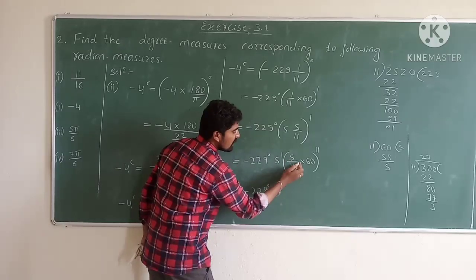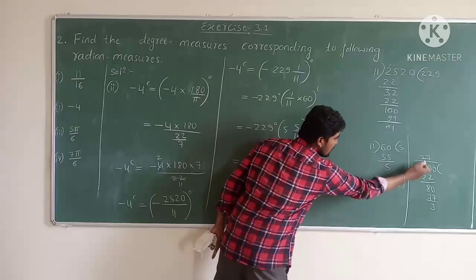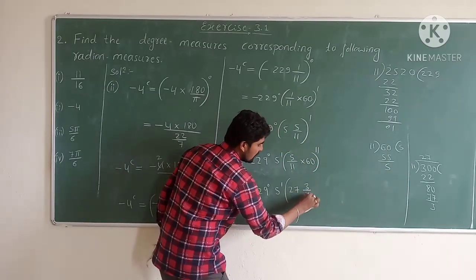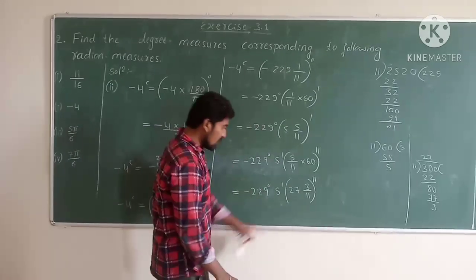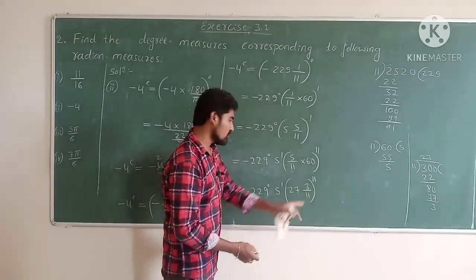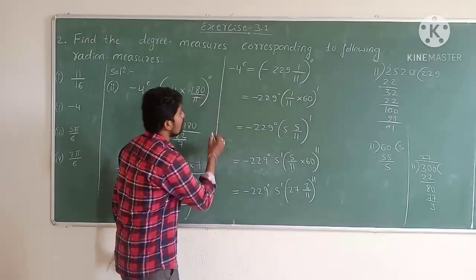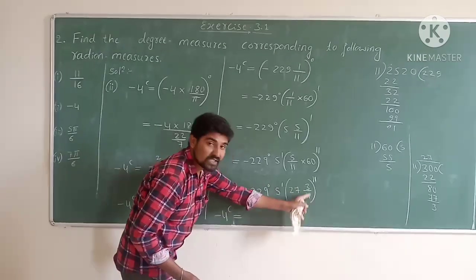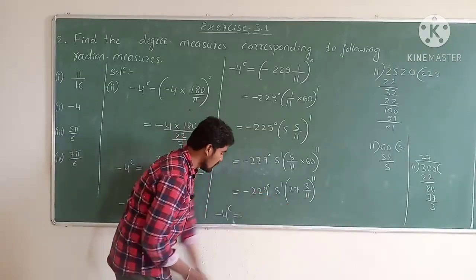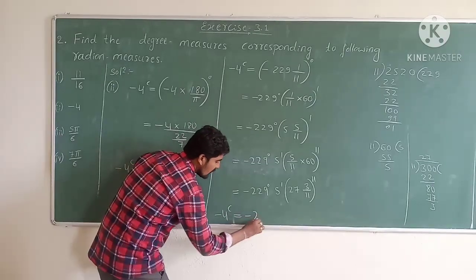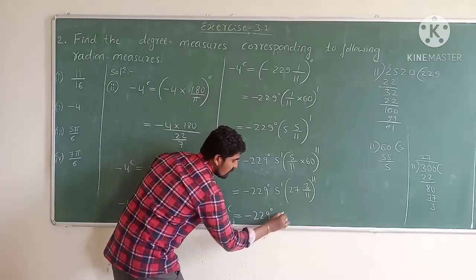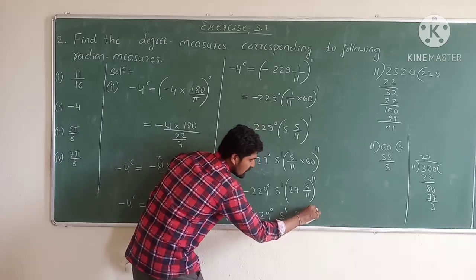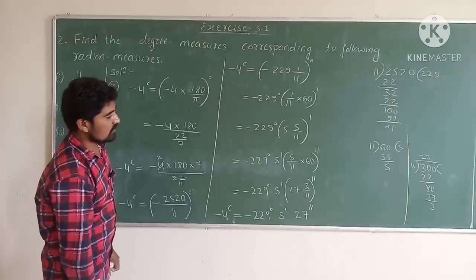This 5 divided by 11 into 60 can be written as 27 and 3 divided by 11 seconds. The 3 by 11 seconds is a fractional part, so we just neglect this quantity. Hence the value of minus 4 radian is equal to minus 229 degree 5 minutes 27 seconds, representing seconds by double prime. I hope all of you understood.